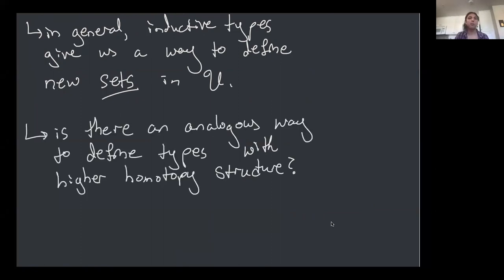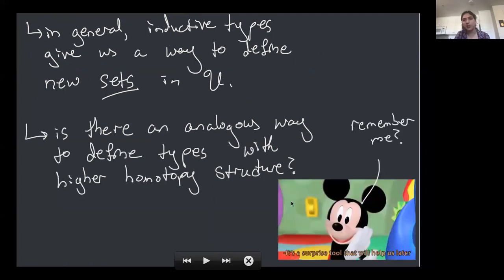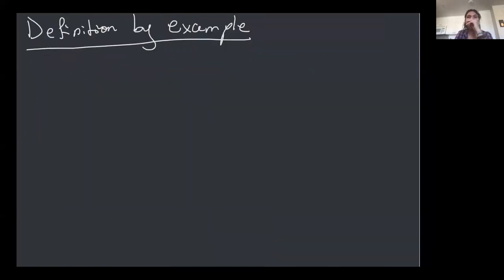I won't belabor that point. Is there an analogous way to define types with higher homotopy structure? The answer is that the surprise tool from before is going to be precisely what solves this problem. So, definition by example, because actually formalizing higher inductive types is quite tricky, and I'm not qualified to do it. So I'm going to give a handful of examples, and hopefully you get the gist of it through the examples. So let's define the circle.